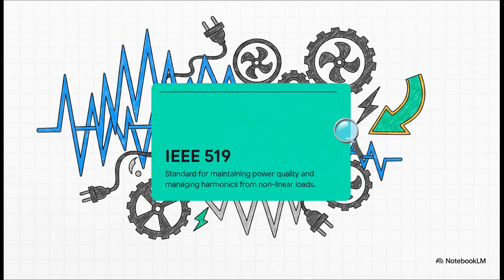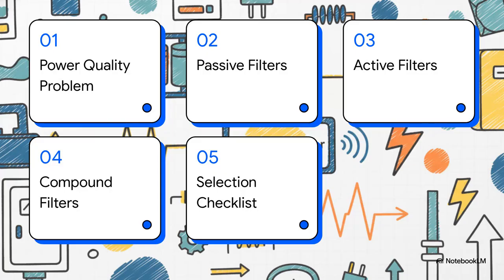of your entire operation. So here is our roadmap. We're going to start by laying out the power quality problem, then we'll jump into our 3 hardware contenders: passive filters, active filters, and compound filters. And we'll wrap the whole thing up with an ultimate selection checklist so you can find the fit that's just right for your specific site.